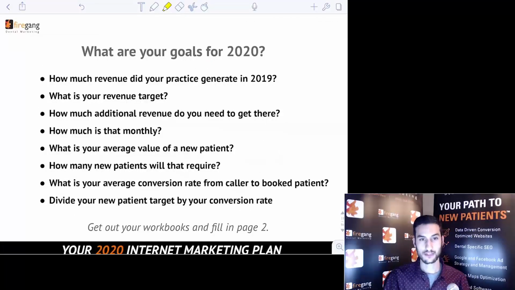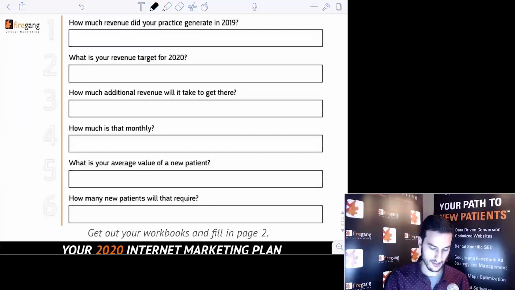So in setting our goals for 2020, if you've got your workbook in front of you, I would encourage you to head to page 2 in there, and you can start typing in these goals specific for your practice. So the second page looks like this, and I'm going to start filling this in for a practice hypothetically that we'll use as an example as we go through this.